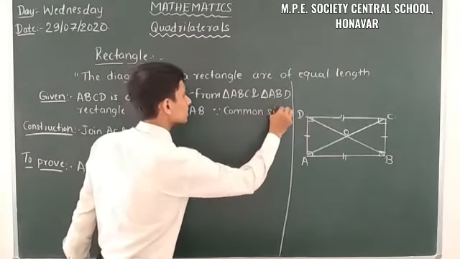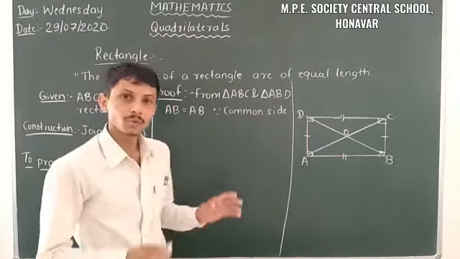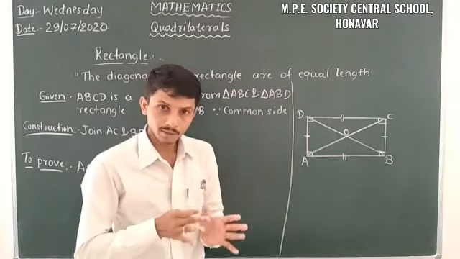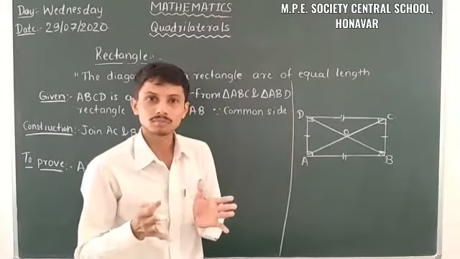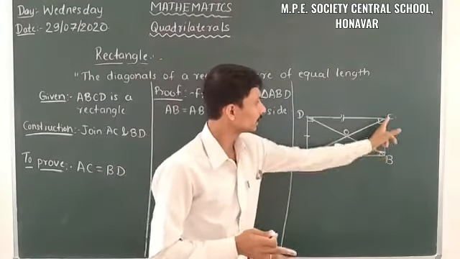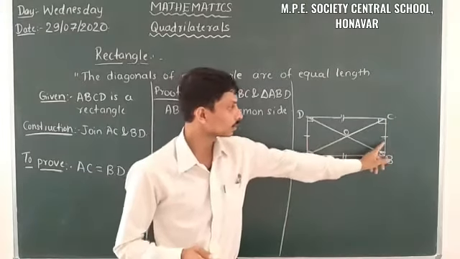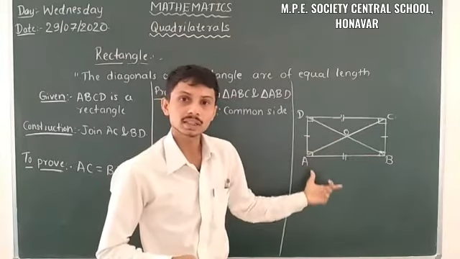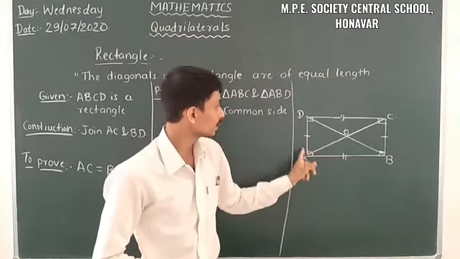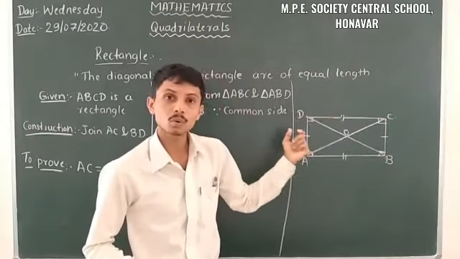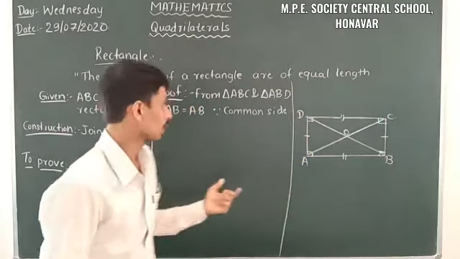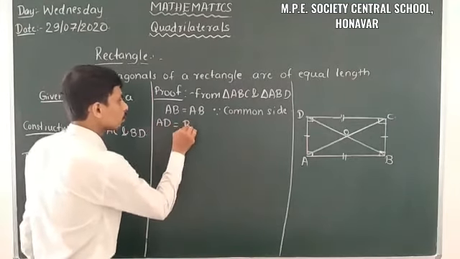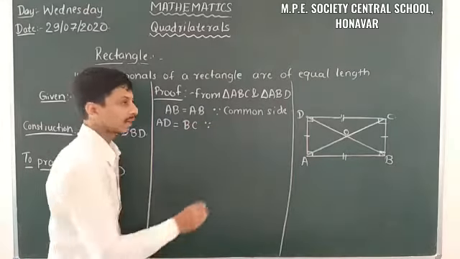It's a common side. Then, we already know that in a rectangle or in a parallelogram, opposite sides are equal. So here AD and BC are the opposite sides, so both are equal. So I just draw one line here. This indicates those sides are of equal length. So that means AD is equal to BC because opposite sides of a rectangle are of equal length.